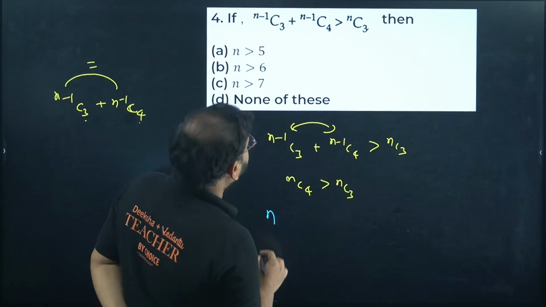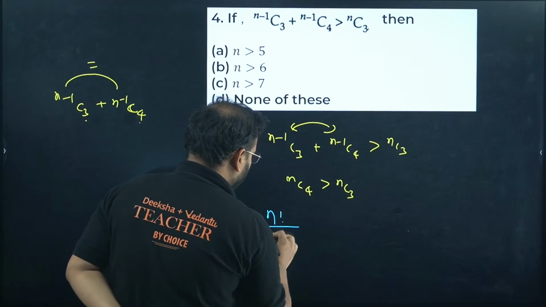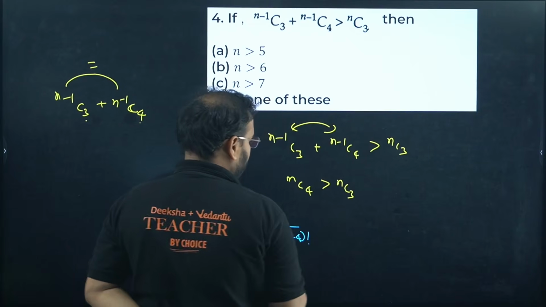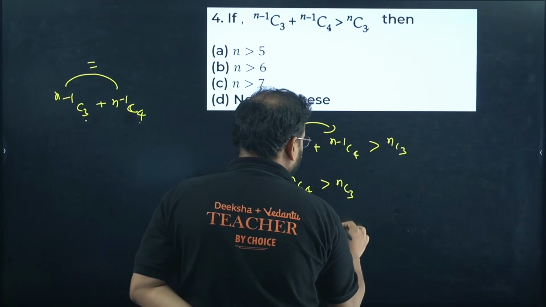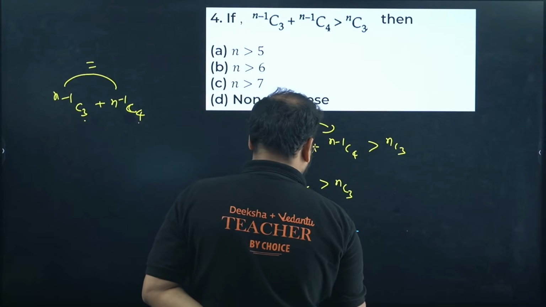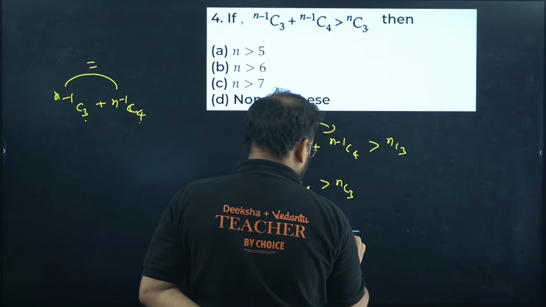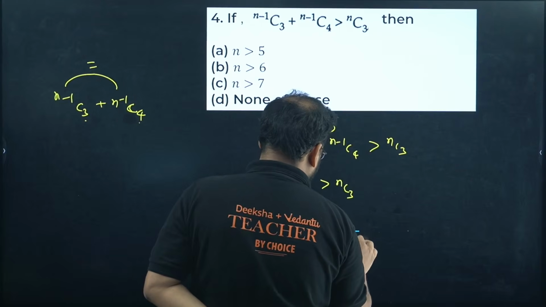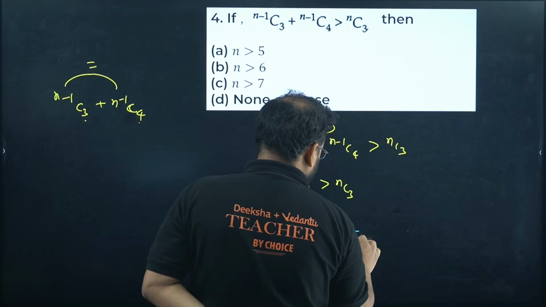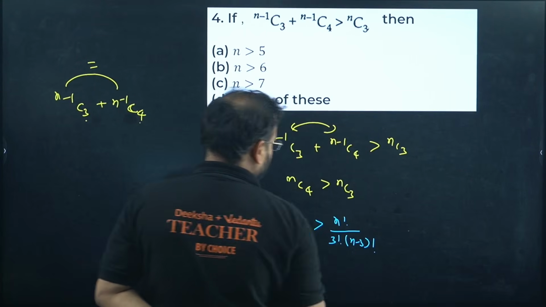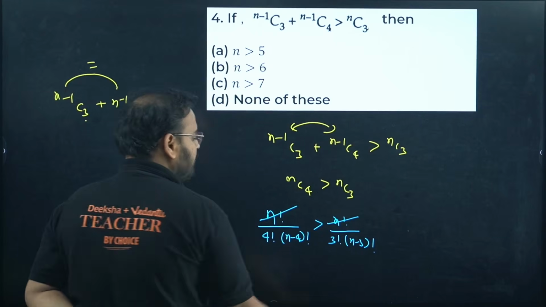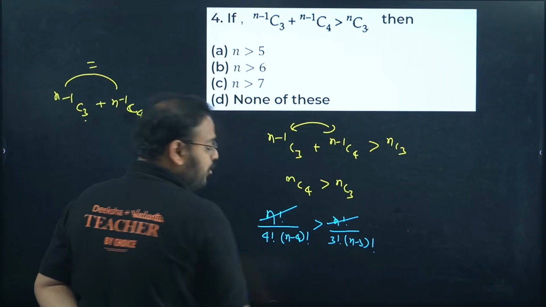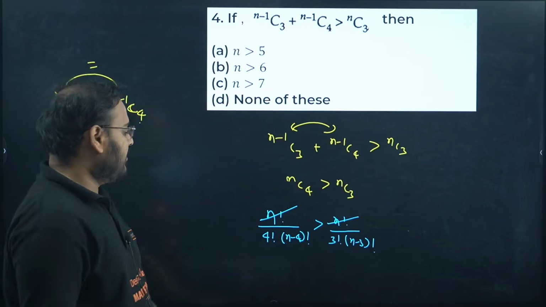N factorial upon 4 factorial into n minus 4 factorial. And over here greater than or equal to n factorial upon 3 factorial into n minus 3 factorial. Check carefully. These two are cancelled because they are both n factorial. And which is more? This is more because we have n minus 3 over there and n minus 4 over here.